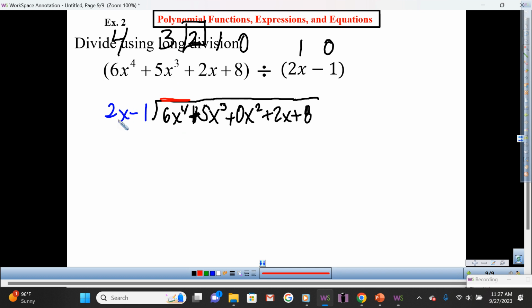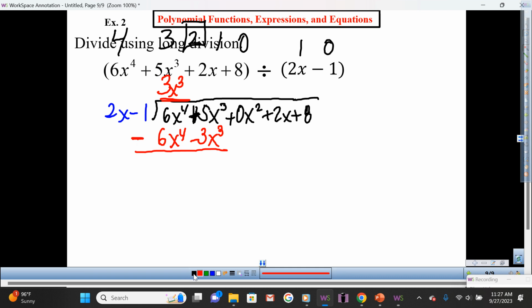What number times 2x gives us 6x to the 4th? Tell your neighbor, and then Kimberly will share that. Kimberly, what is that number? 3x cubed. So 3x cubed times 2x, that's 6x to the 4th. But remember, we need to multiply times the 2 and times the negative 1. So 3x cubed times negative 1 is negative 3x cubed.